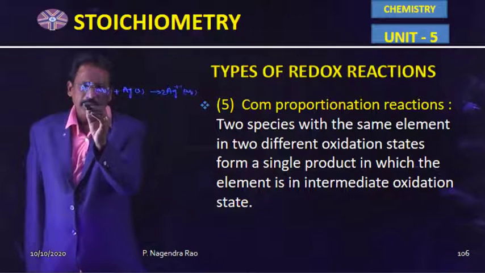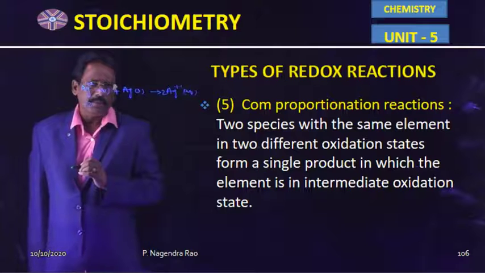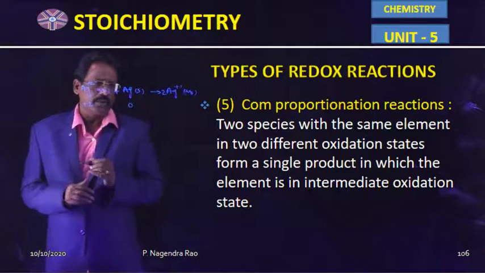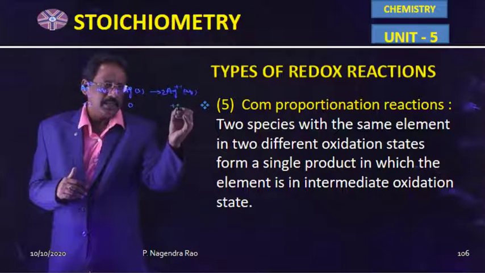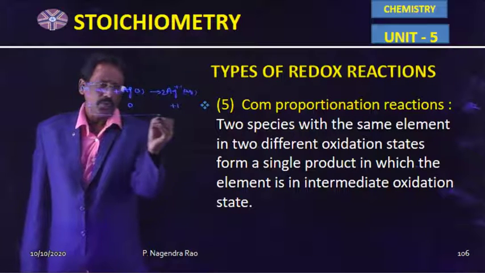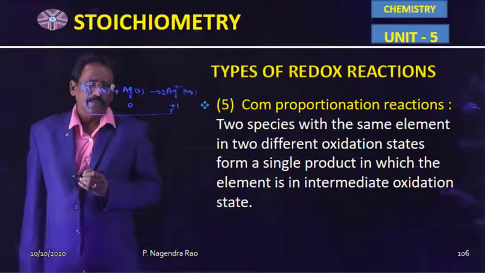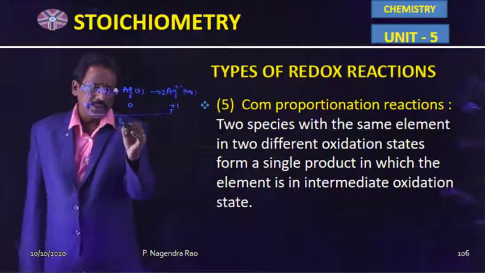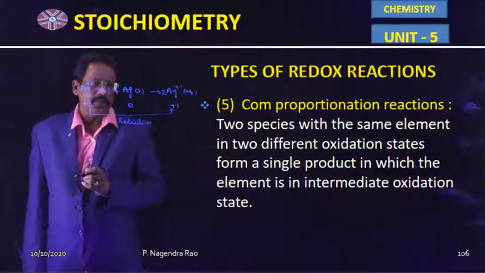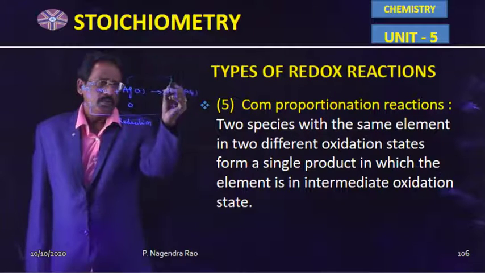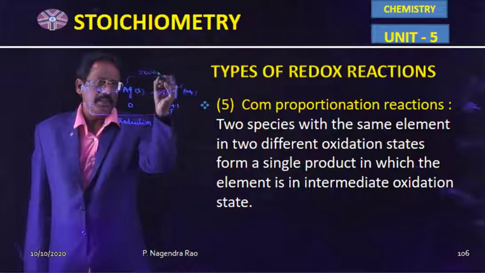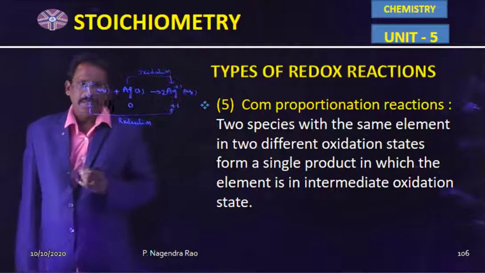In Ag2+, oxidation state is plus 2. And for Ag, oxidation state is 0. In Ag+, oxidation state is plus 1. So plus 2 to plus 1, decrease in oxidation number. So this is a reduction process. 0 to plus 1, increase in oxidation number. So this is an example of oxidation process.